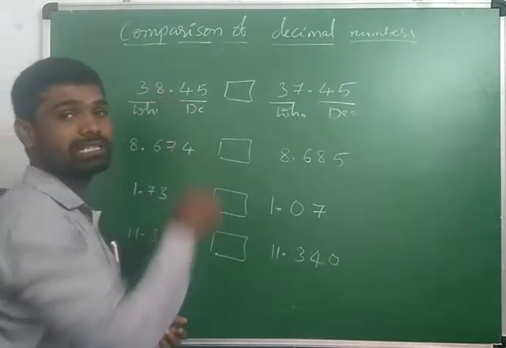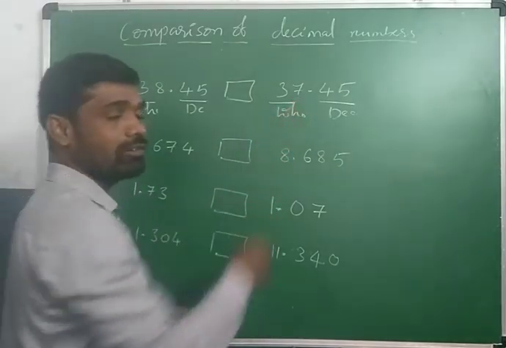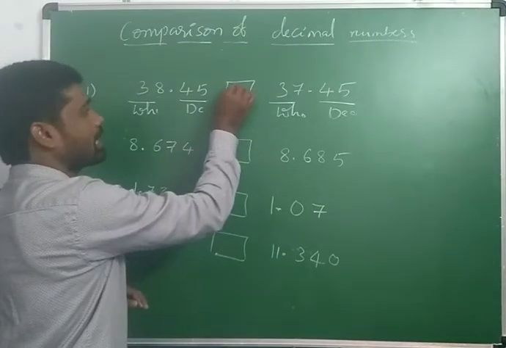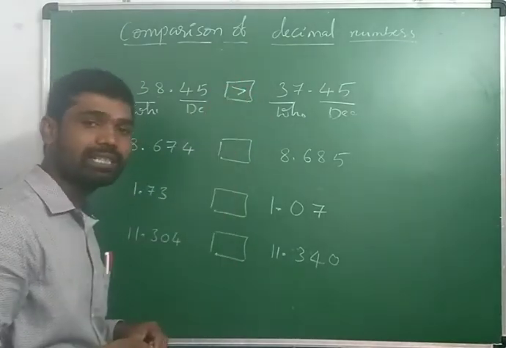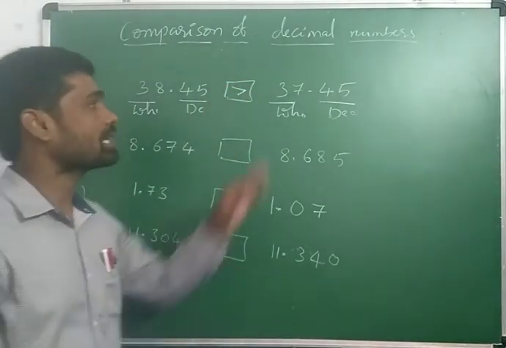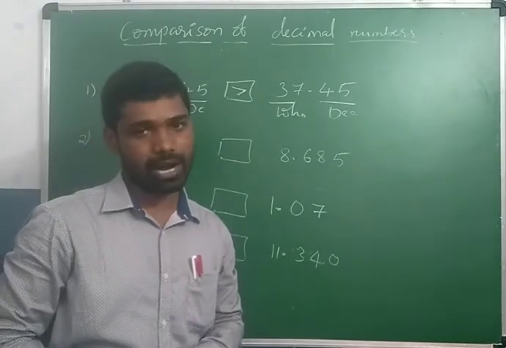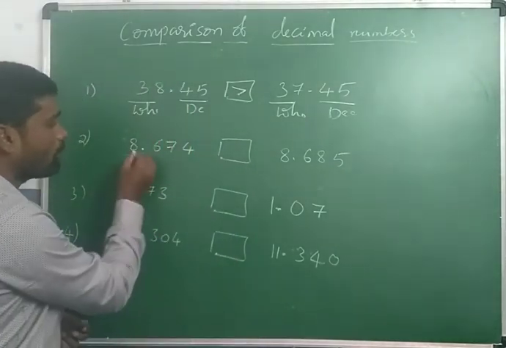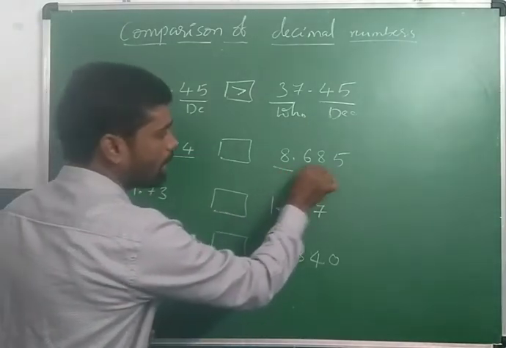So what is the ones place here? 8. Here the ones place is 7. Which is greater? 8 is greater. So 38.45 is greater than 37.45. See the next example: whole part, decimal part, whole part, decimal part.